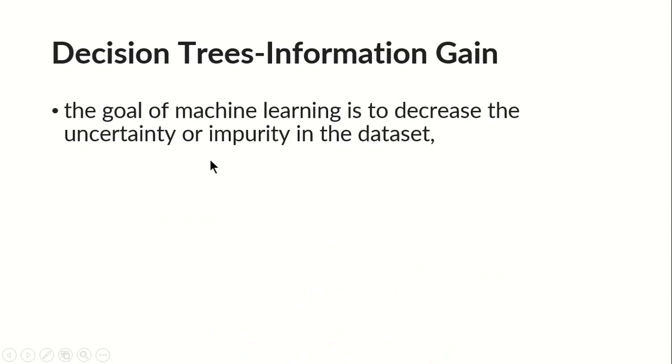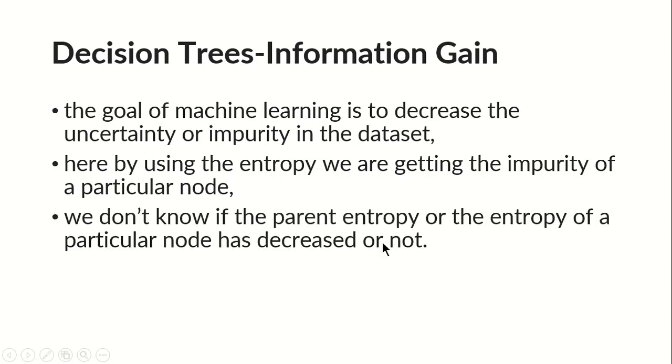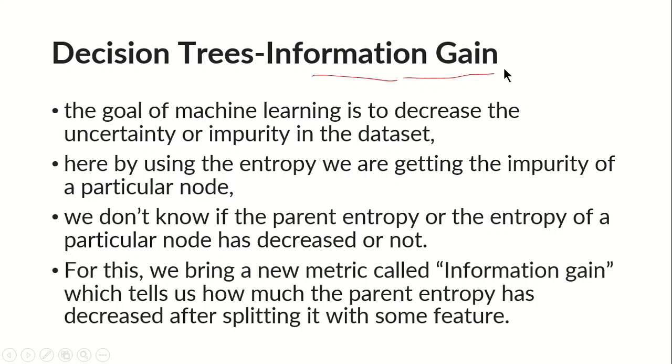And information gain: the goal of machine learning is to decrease the uncertainty or impurity in the data set. By using entropy, we are getting the impurity of a particular node. We don't know if the parent entropy has decreased or not. The entropy is talking about a single node, and information gain says whether, by dividing a node into subnodes, the entropy is reduced or increased. So for this, we bring a new metric called information gain, which tells us how much the parent entropy has decreased after splitting it with some feature.